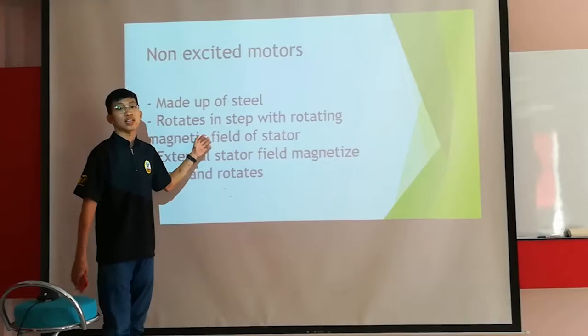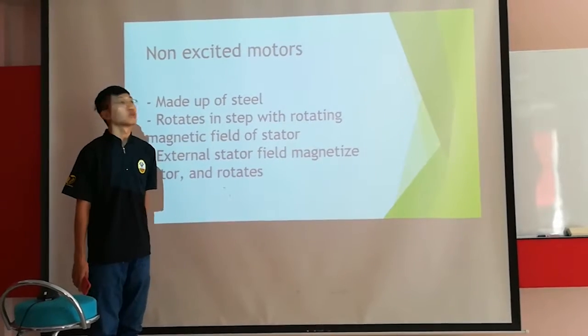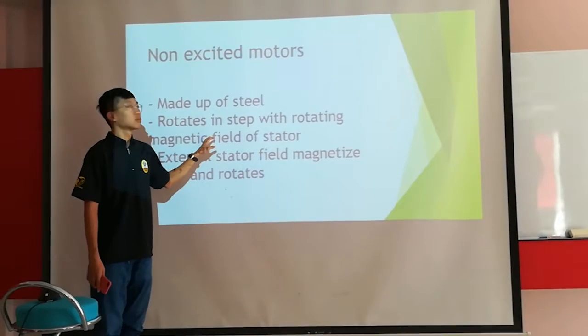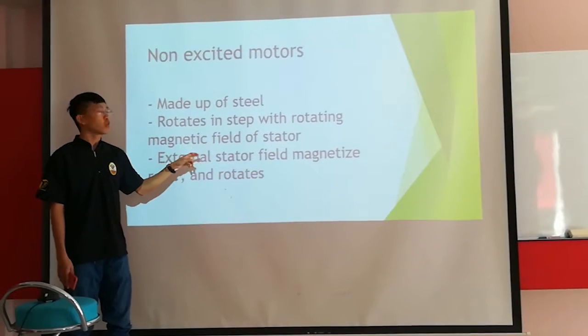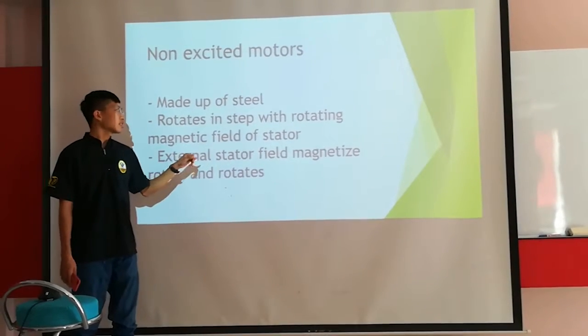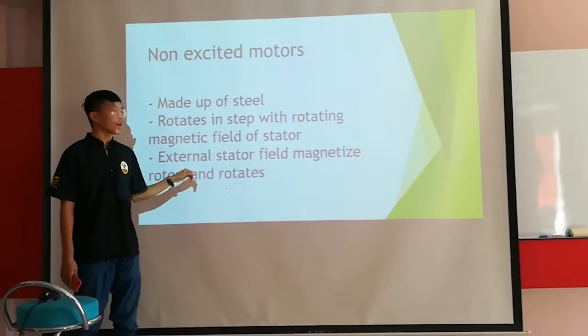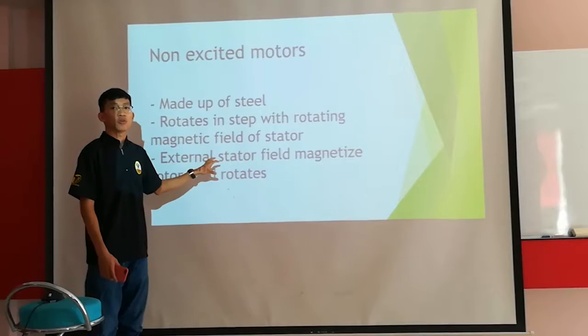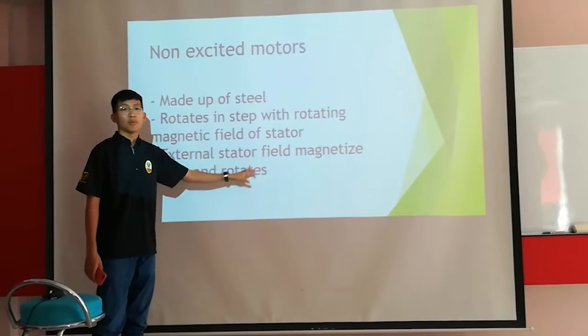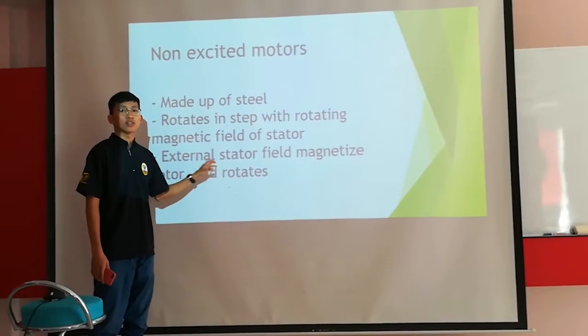This is the first example, which is the non-excited motor. The rotor is made out of steel, and it rotates in step with the rotating magnetic field of the stator. The external stator field magnetizes the rotor and it rotates. The stator is made out of a lot of electromagnets, and when it is connected, it will magnetize the rotor and cause it to rotate.